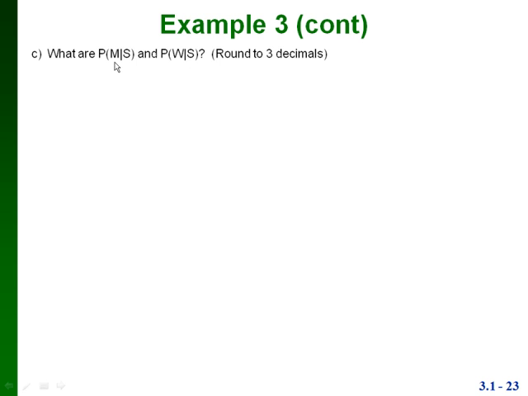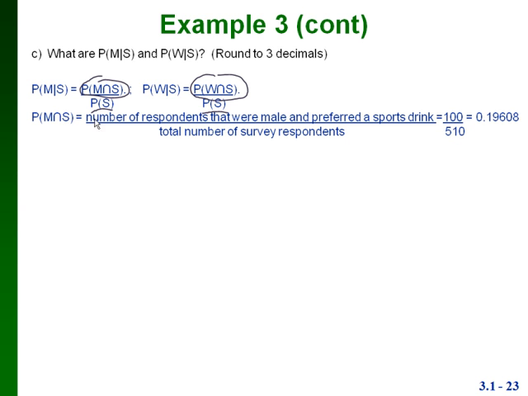Remember that M was the event that the consumer is a man, and W is the event that the consumer was a woman. Here are our formulas from the multiplication rule for our conditional probabilities. So we already know P of S in both of these. We're going to need to find the probability of M intersection S and the probability of W intersection S in order to calculate these. The probability of M intersection S, to get that we need the number of respondents that were male and preferred a sports drink divided by the total number of survey responses.